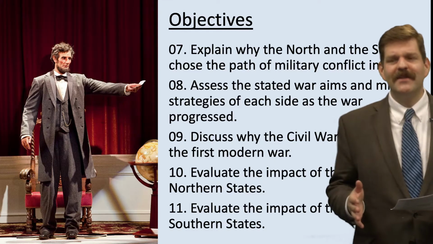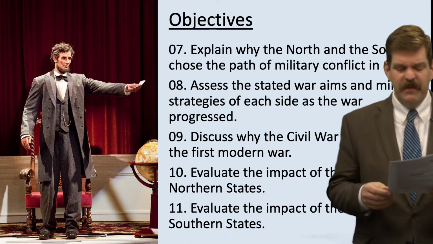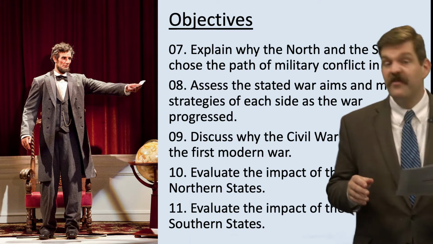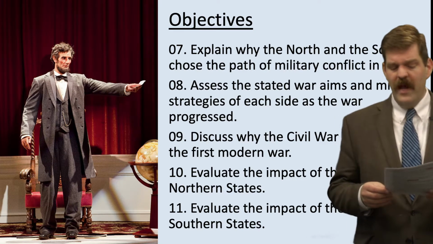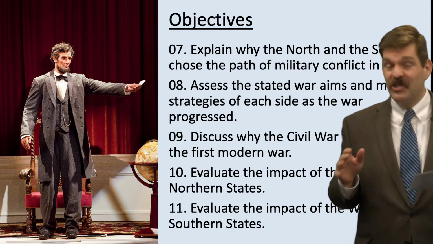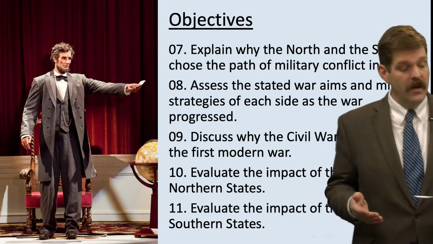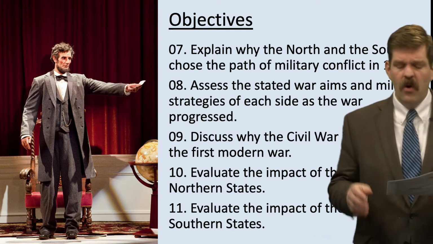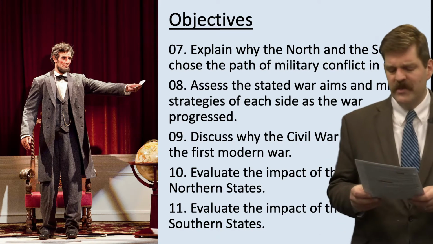We have 5 objectives today. That's an awful lot, but we can do it. By the end of this period, you should be able to explain why the North and the South chose the path of military conflict in 1861. You should be able to assess why the stated war aims and military strategies of each side changed as the war progressed. You should be able to discuss why the Civil War is considered the first modern war. You should be able to evaluate the impact of the war on the northern states and evaluate it on the southern states. Let's begin in Roman numeral number 6.